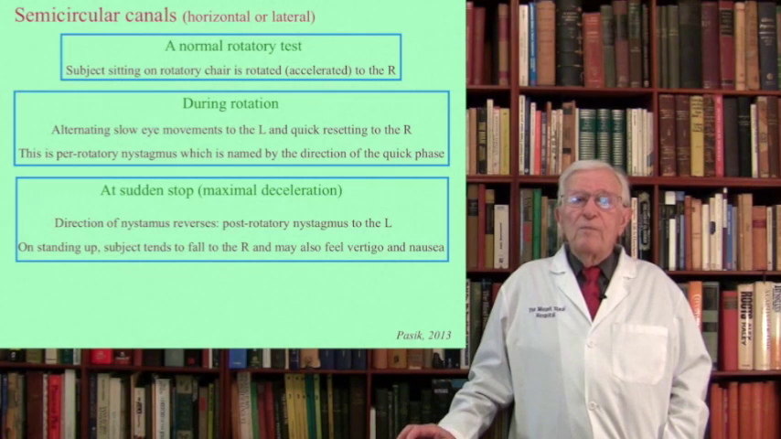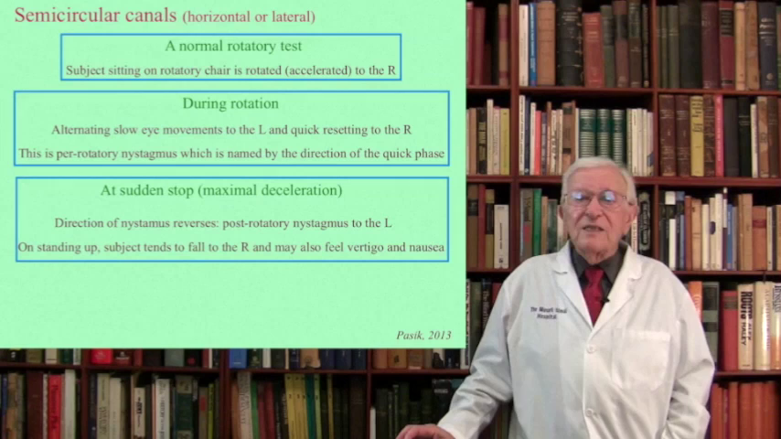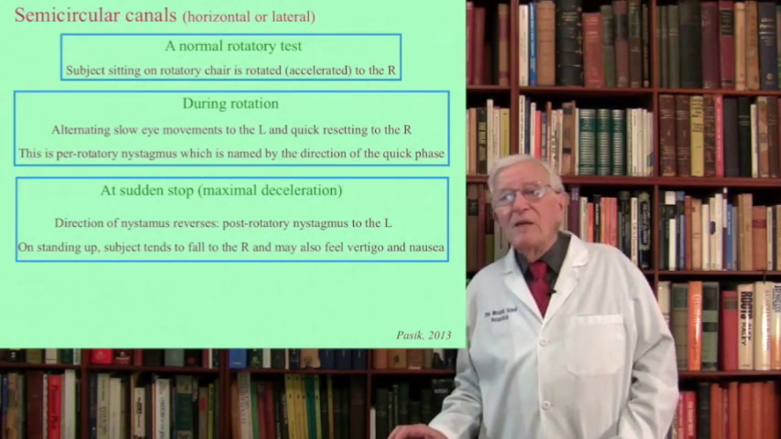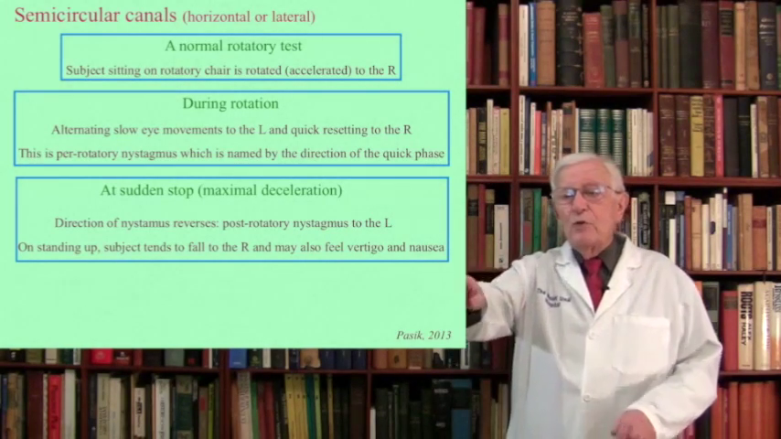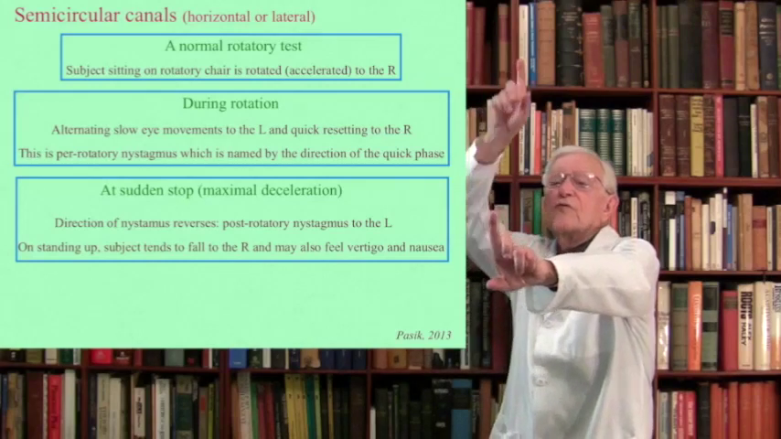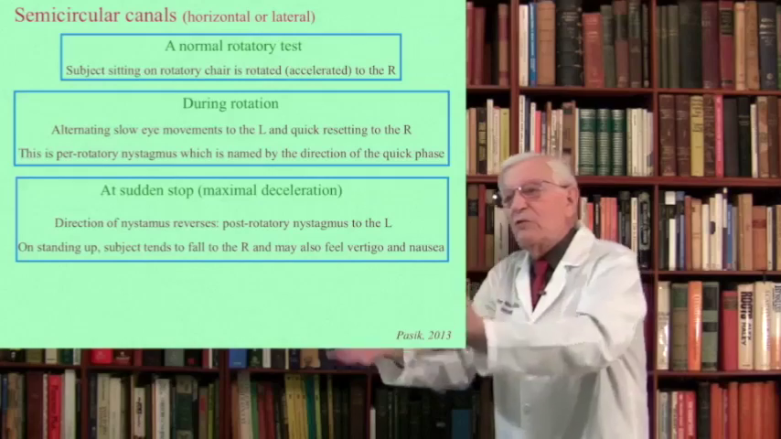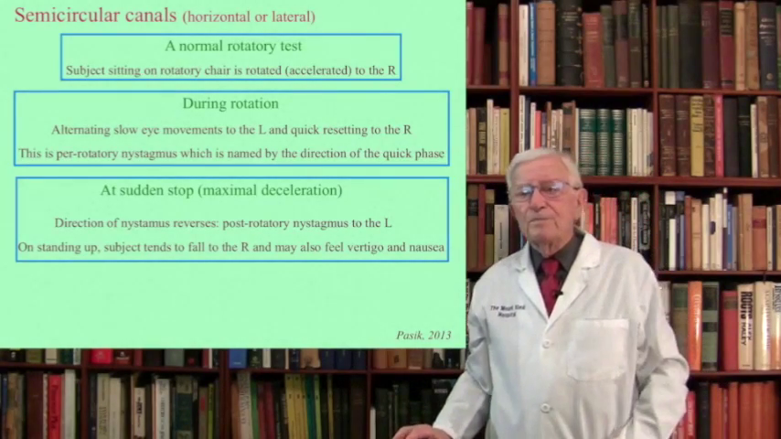Now, when the subject is asked to stand up, the subject tends to fall to the right, and may feel vertigo and even nausea. And there is also past pointing. If you ask the person to touch your finger, they will past point to the right. So there is a tendency to go to the right, the same as the slow phase of the nystagmus.